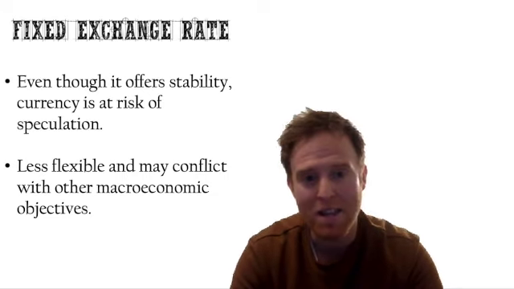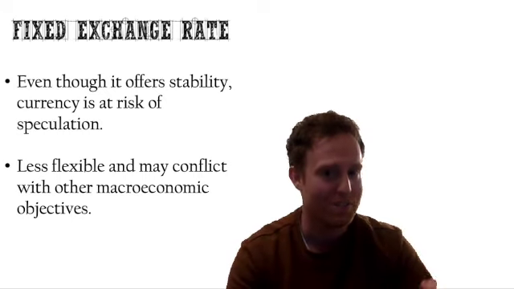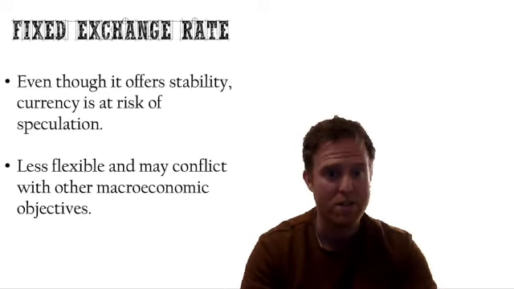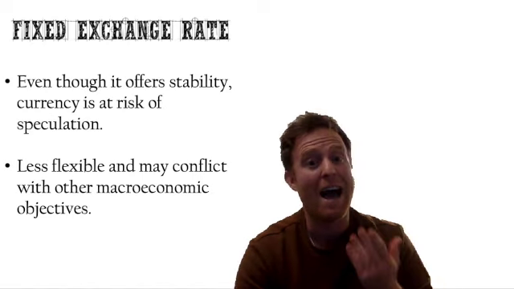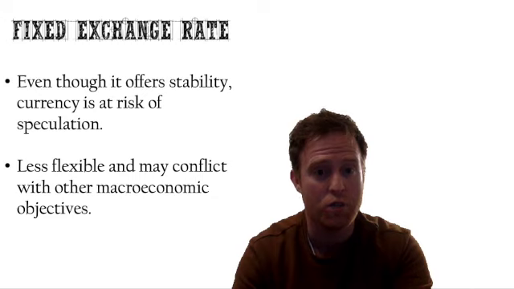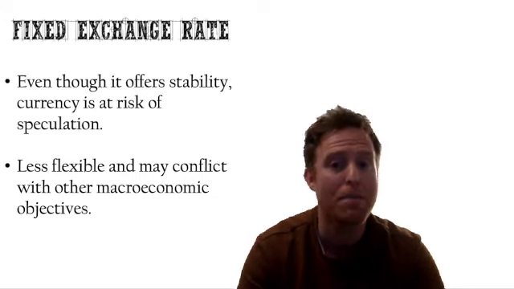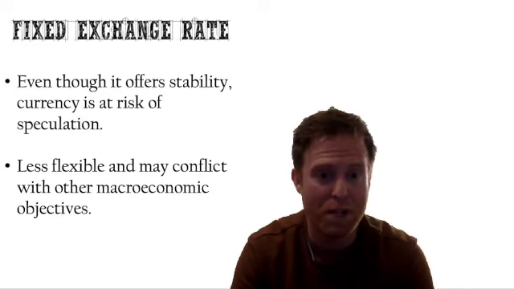And when speculators and currency traders start to understand that actually there are issues with the rate, then they can speculate and act on it, and that can make it even harder to fix it at that exchange rate. It also means that you are much less flexible and there might be conflicts with other macroeconomic objectives.